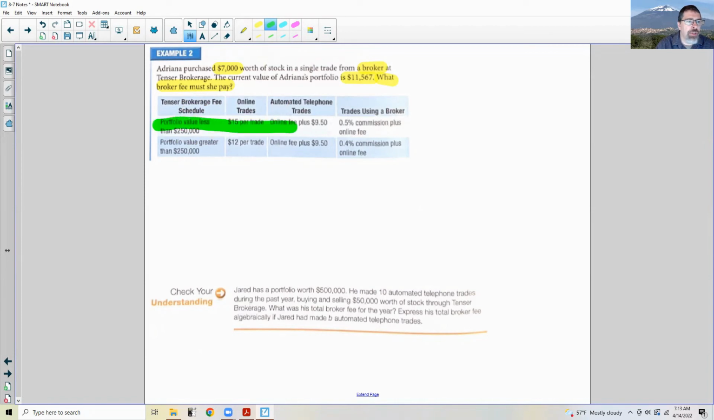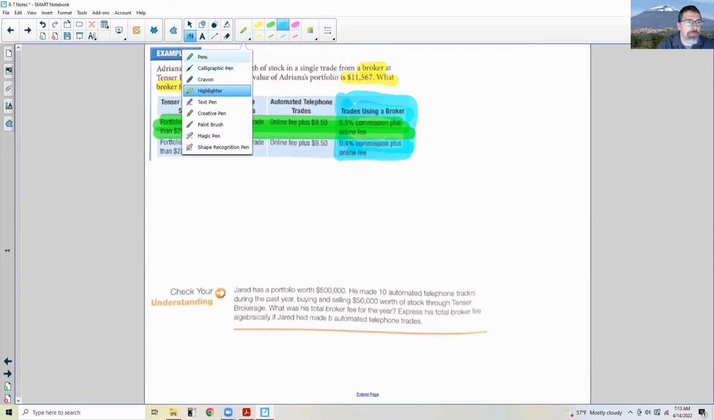So we are going to use this row right here because her portfolio is under $250,000. Okay, and she did a single trade from a broker. So here's an online trade, automated telephone trade, and trade using a broker. So the broker trade is this column. So where the two merge, that's what we're going to use. All right, so we are going to do the 0.5% commission. Okay, so with that being said, now we can calculate.